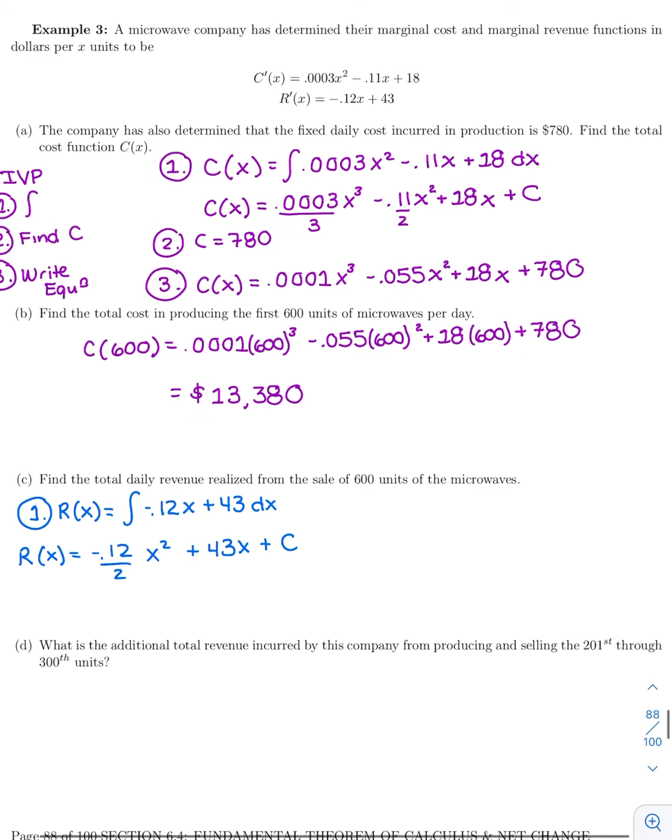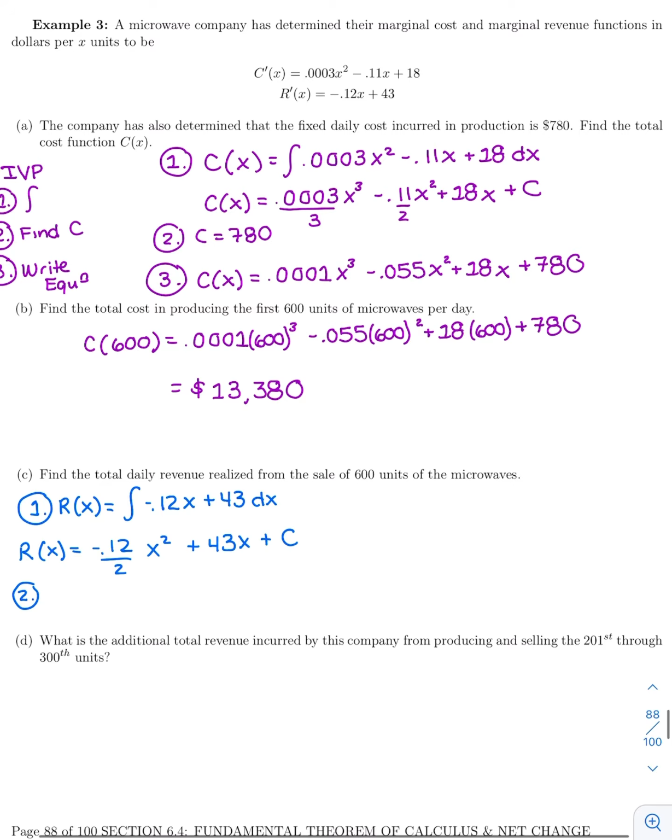Our second step is to figure out what the initial value c is. So we want to figure out what is the initial revenue when they sell 0 things. So we were told that the fixed daily cost no matter what was $780. We're not told the fixed daily revenue. So we need to just think about this. What is the revenue from selling 0 microwaves? What's our initial value going to be?